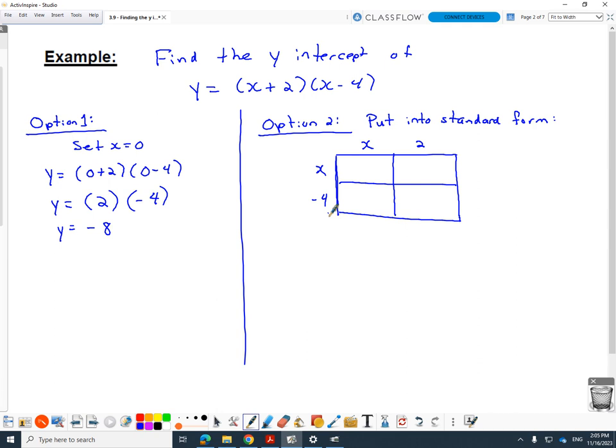What's x times x? No, it is not 2x. X squared. X times 2, that's the one that's 2x. Negative 4 times x, negative 4x. And then negative 4 times 2, negative 8. Then you got to collect those up. So here it comes. I'm going to write the extra step. X squared plus 2x minus 4x minus 8. But you can put those middle two terms together. Negative 2x. Okay.